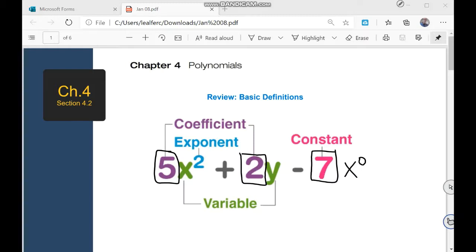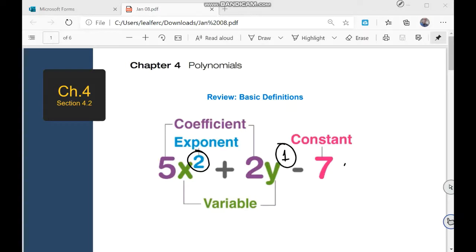We learned yesterday that we also have exponents, right? We have exponent 2. This is equivalent to exponent 1. This is equivalent to exponent 0. And the degree of each term is the number in the exponent. So the degree of this term here is 2. The degree of this term here is 1. The degree of that term is 0.